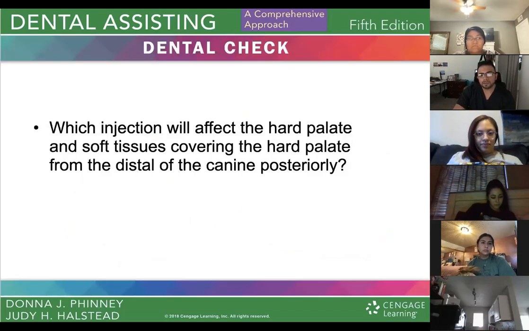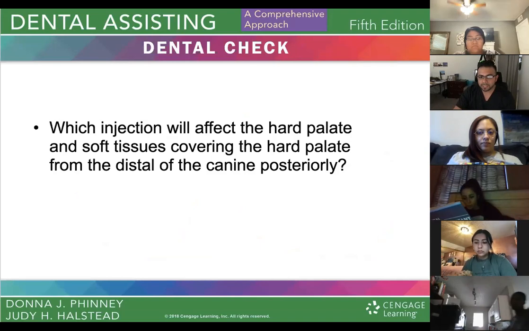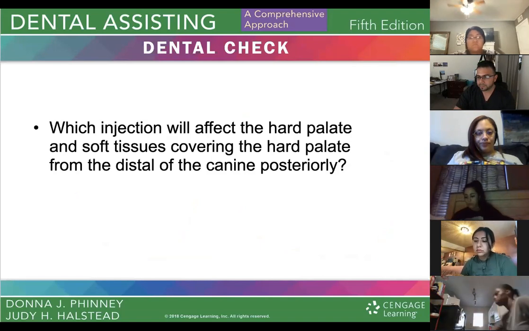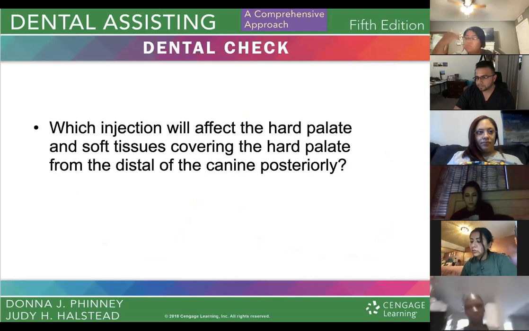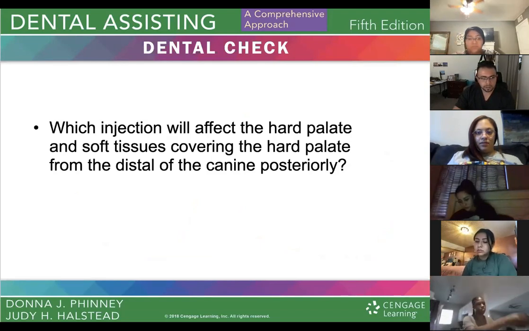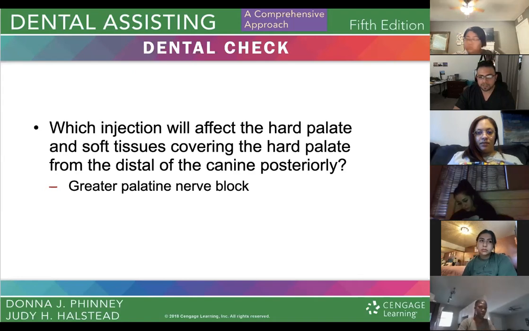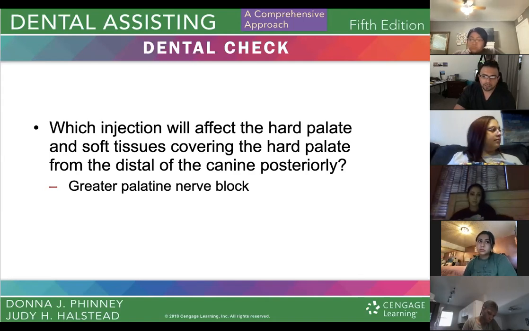All right, who can tell me which injection will affect the hard palate and soft tissues covering the hard palate from the distal of the canine posteriorly? The greater palatine nerve block. Yes, the greater palatine nerve block. Very good, thank you. So yeah, that will numb all of those areas.